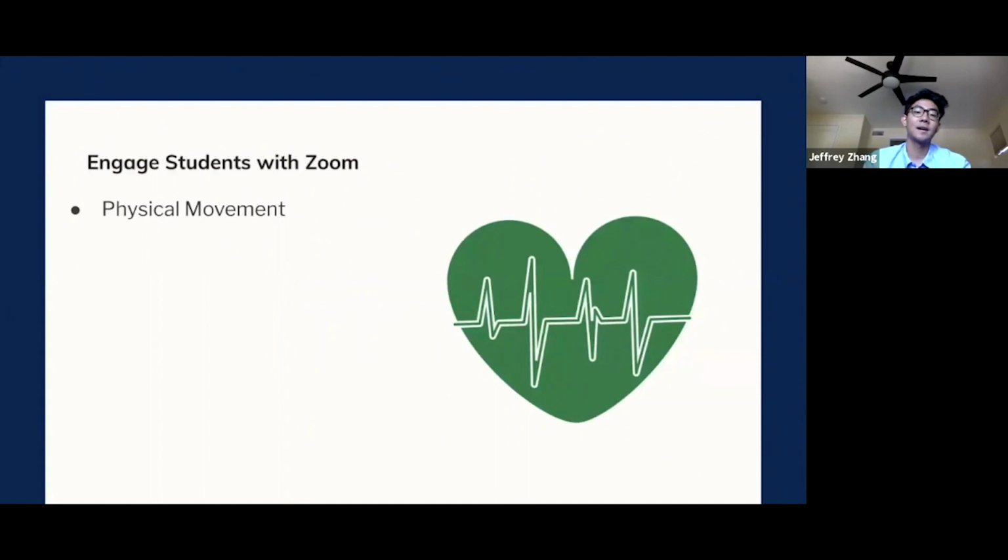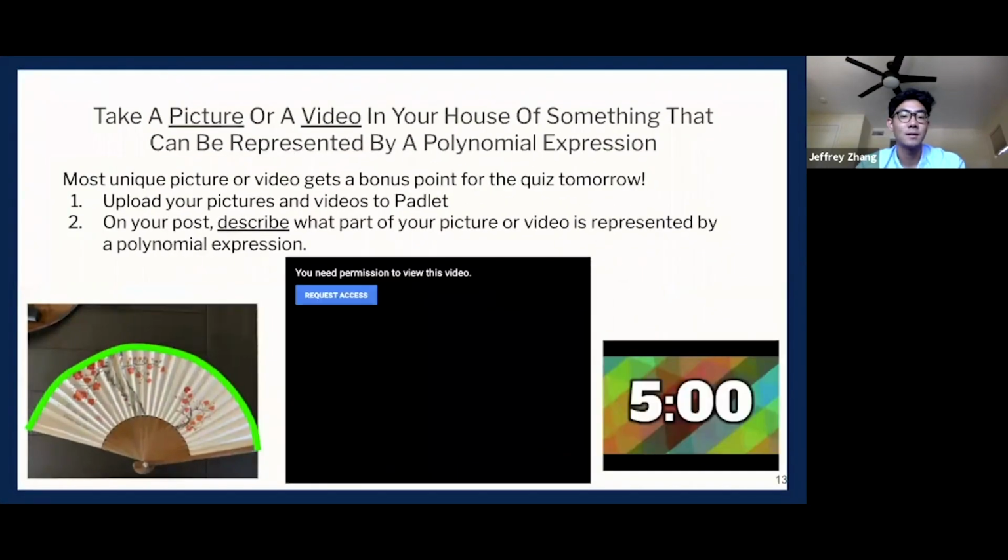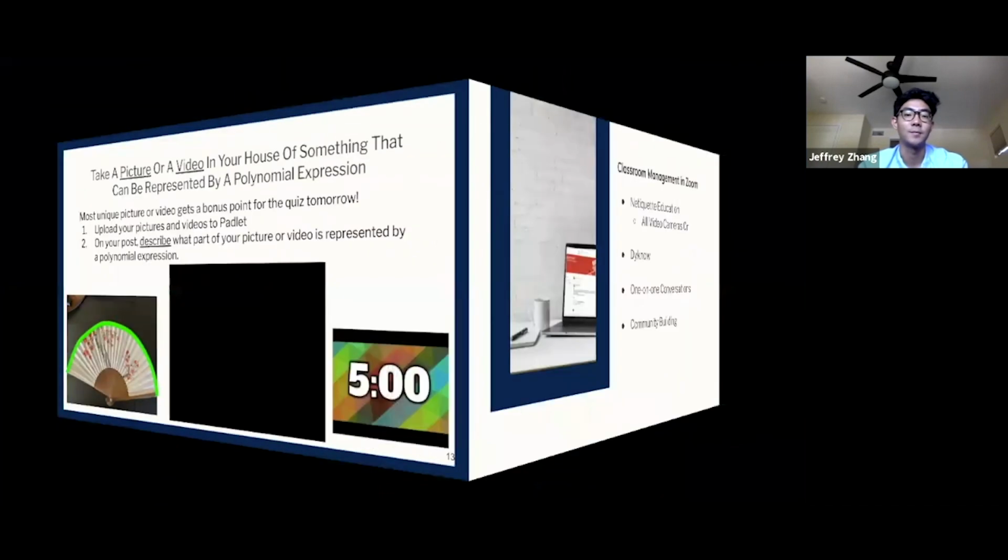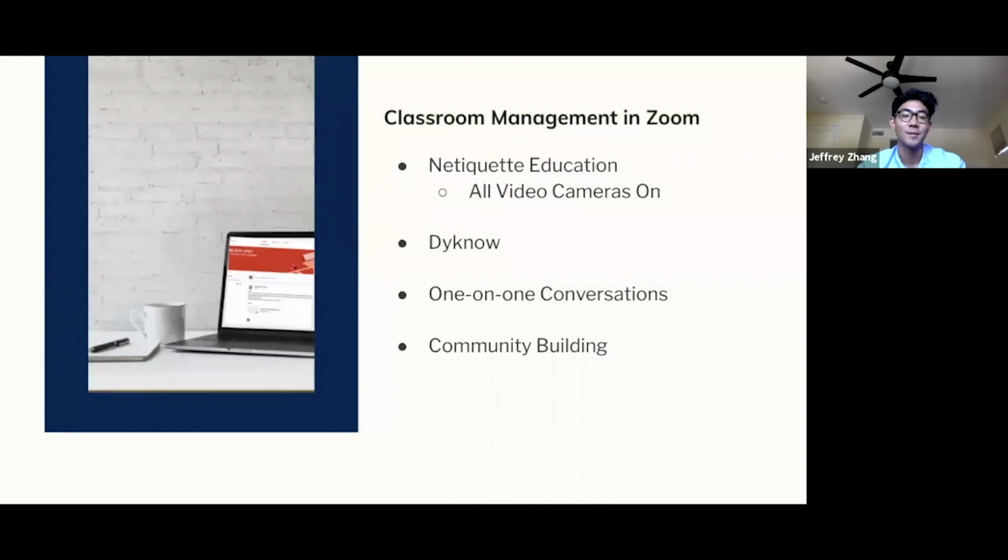And then lastly, engaging students through physical movement while in this learning environment. I have an example of that on the next slide as well. This is something that I've done recently where I ask students to take a picture or a video of something at home that can represent a polynomial expression. I uploaded a couple examples here so that they could see what I have found. And then I asked them to go to Padlet to upload those so that they can view each other's pictures or videos and start a discussion board there. That required them to move around in their home and find things.